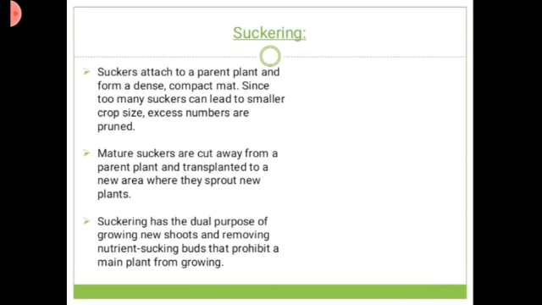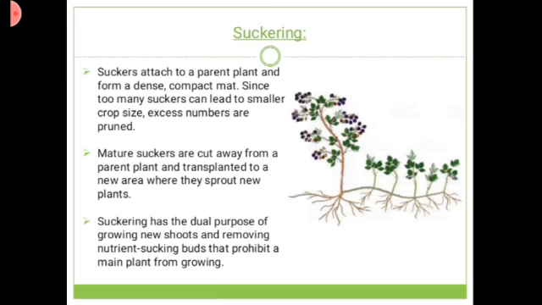Next topic is suckering. Next type is suckering. So what are suckers actually? These suckers are undergone specialized organs, and the suckers may be horizontal or oblique, and these are non-green in nature. The mature suckers are cut away.